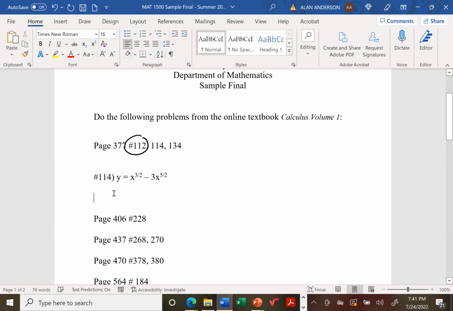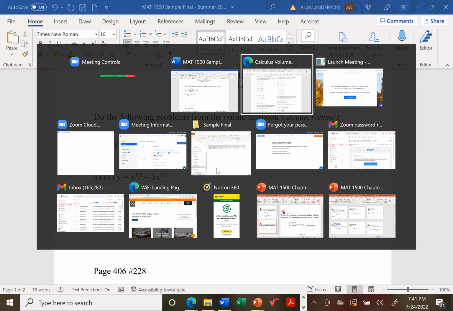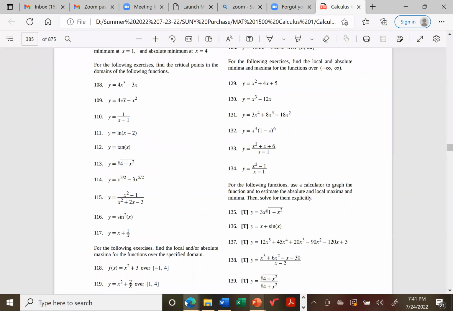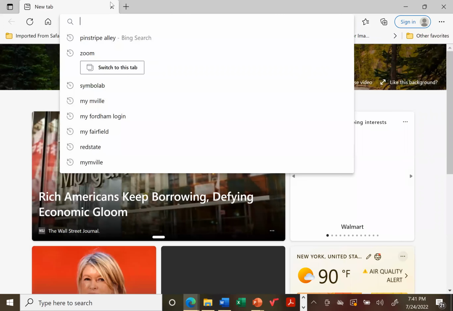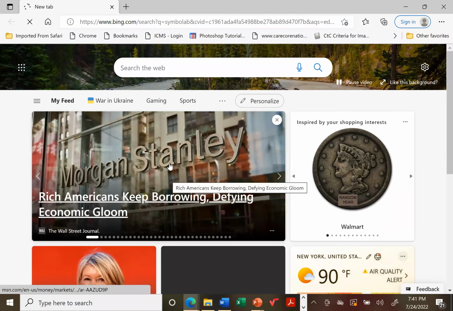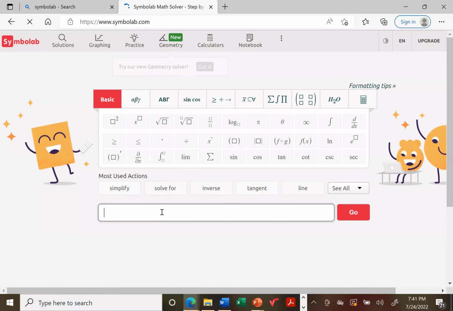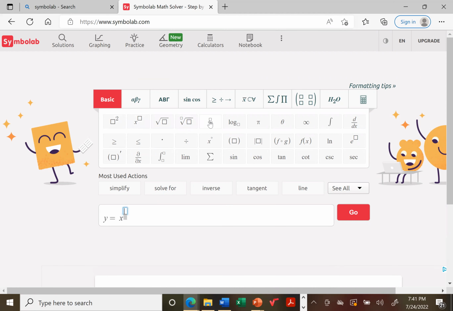Okay, now the first thing we're going to do is go to Symbolab and take a look at this graph. It turns out the domain is a little unusual. All right, hold on. Let me go get Symbolab. It's always helpful, I think, to at least look at a graph before you do anything, just to get a feel for what the problem is actually asking us for. So y equals x to the 3/2 power minus 3x to the 5/2 power.